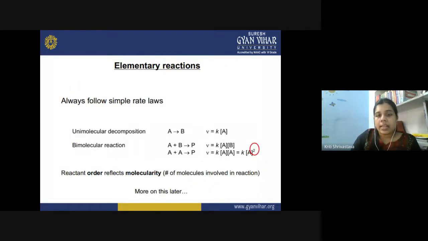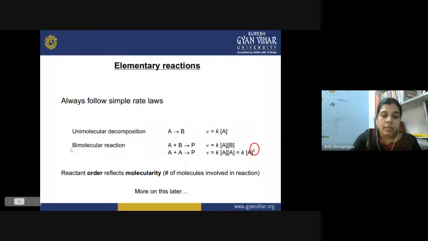Now, what are the elementary reactions? They always follow the simple rate law, and when we are talking about a complex reaction, the individual steps in the complex reaction are known as the elementary reactions. An example is a unimolecular decomposition. A is getting converted into B, and the simple rate law would be rate is equal to k into [A]. This is a unimolecular decomposition which involves only one molecule of the reactant, right?